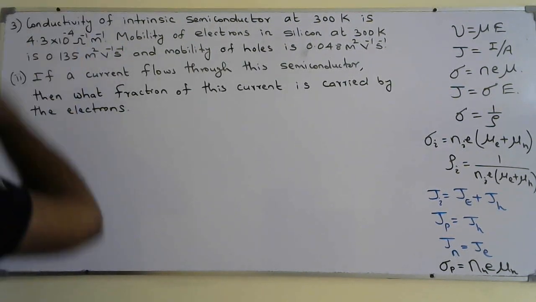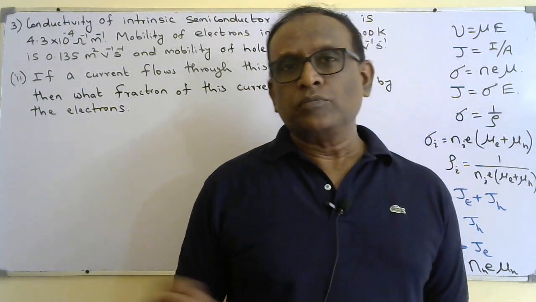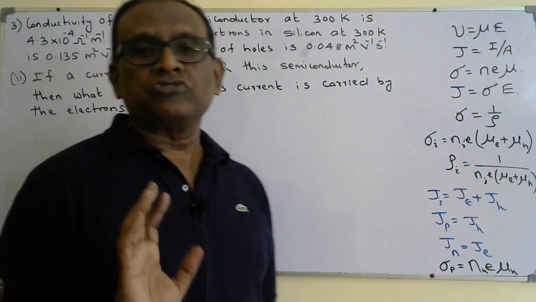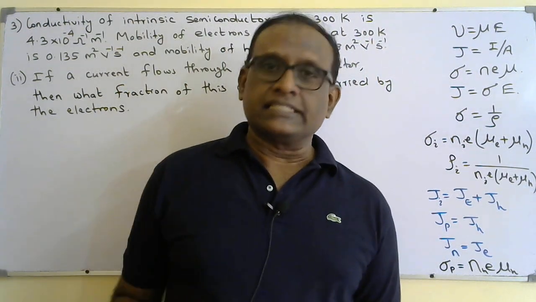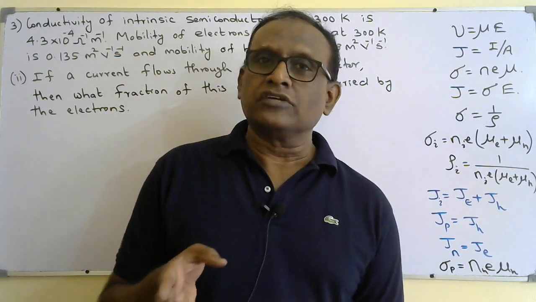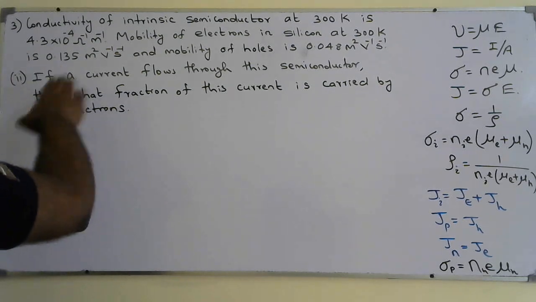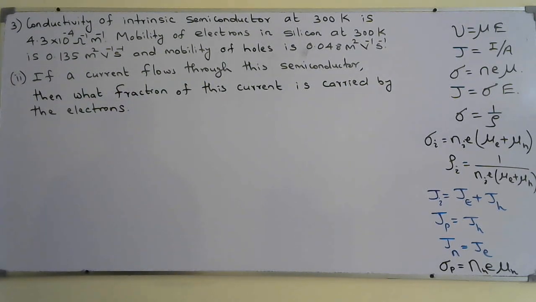Okay, the same question, question number 3, the second part: there is current flow through the semiconductor. How much is the current? Not mentioned, but we know the current flow is the sum, the addition, of the current due to flow of conduction electrons and due to the flow of holes. So they are saying if a current flows through this semiconductor, then what fraction of this current is carried by the electrons?